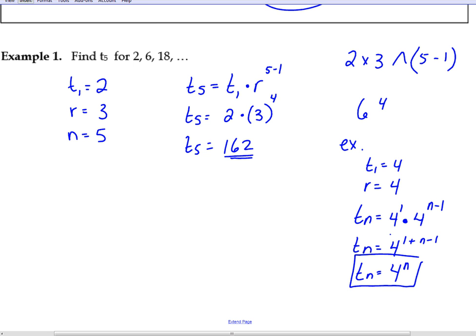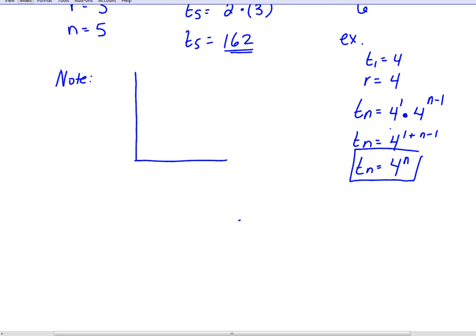Okay, one more note can we add on this page? If you graph a geometric sequence, do you remember what an arithmetic sequence looked like? It was linear, right? Your slope is the same thing as your common difference, because you're increasing by the same rate of change each time. It's not the case in geometric.